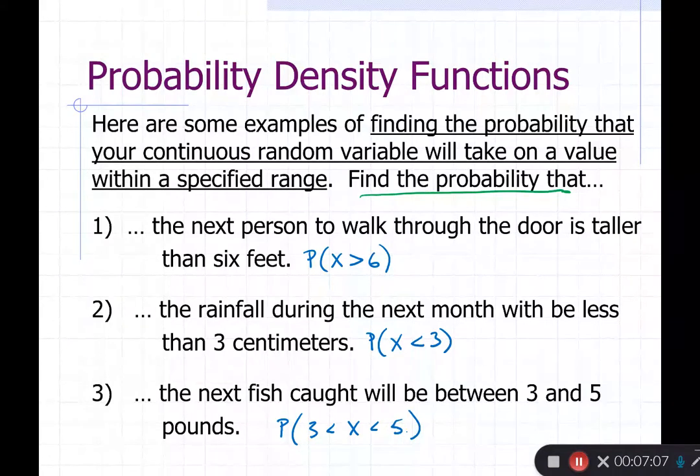So these are the 3 scenarios, and these are the only 3 scenarios. Greater than, less than, or between. And this is really important because every single problem within this topic is one of these 3 types. There's no fourth option. Either x is greater than, x is less than, or x is between.